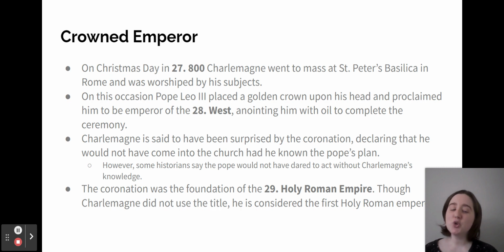Charlemagne is said to have been surprised by this coronation, declaring that he would not have come to the church if he had known the Pope's plan. However, some historians say that the Pope would not have dared to act without Charlemagne's knowledge. The coronation was the foundation of the Holy Roman Empire. Though Charlemagne did not use the title, he is considered to be the first Holy Roman Emperor.